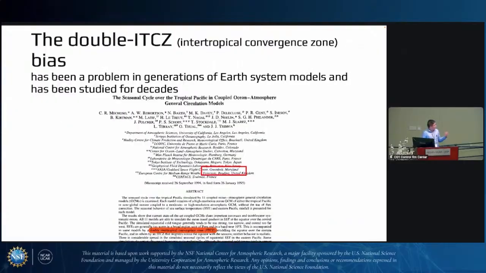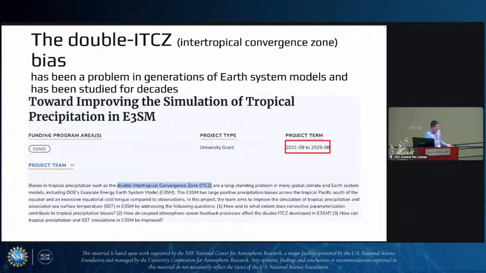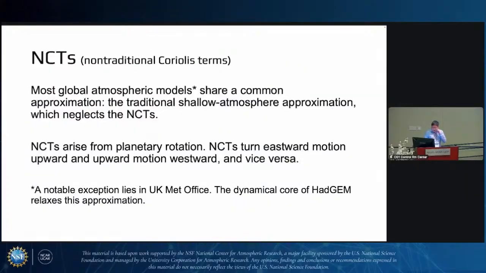First of all, echoing Owen's presentation, the double ITCZ bias has been a problem in generations of our system models and has been studied for decades, as shown here. This is a paper from 1995, and this project this year. And again, I'll talk about non-traditional Coriolis terms.